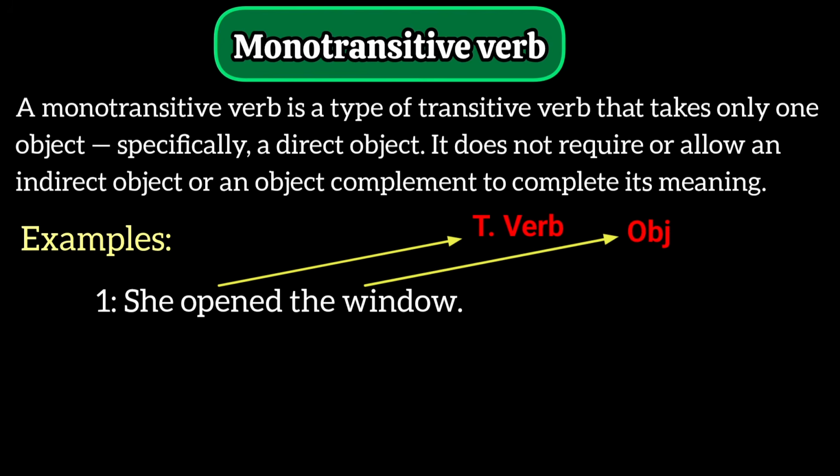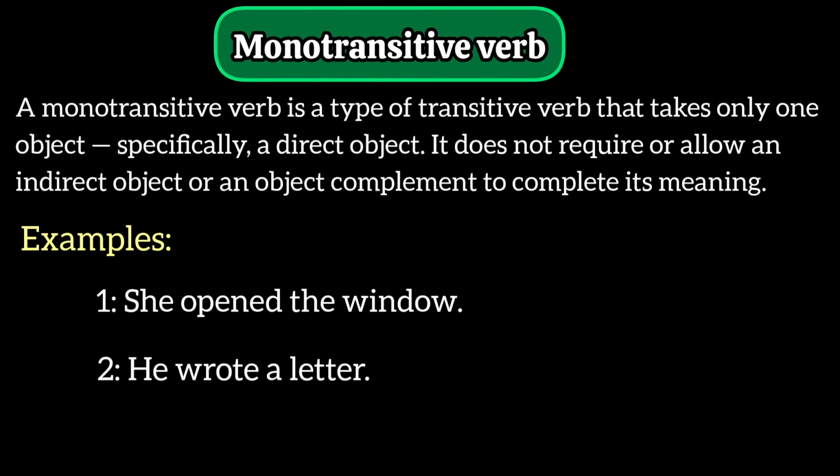The subject, she, performs the action, and the action is done directly to the window. There is no indirect object, such as a recipient, and no object complement, such as a description or renaming of the object. The meaning of the sentence is complete with only one object, making opened a monotransitive verb in this context. To make it simple, I would say when a verb has only one object, it is called a monotransitive verb. There are many examples like this.